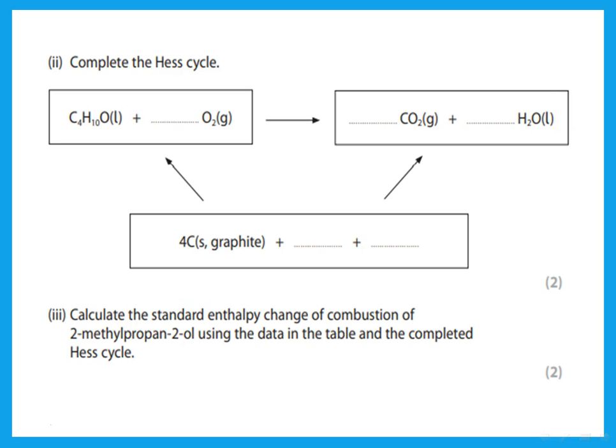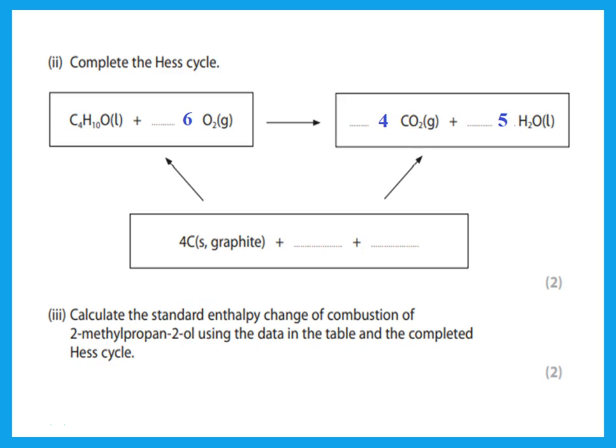Okay, he writes out the Hess's cycle, and you're supposed, first of all, to balance that equation on top, and you should know how to balance. We have 4 carbons before the arrow, so I need 4 carbons after the arrow.